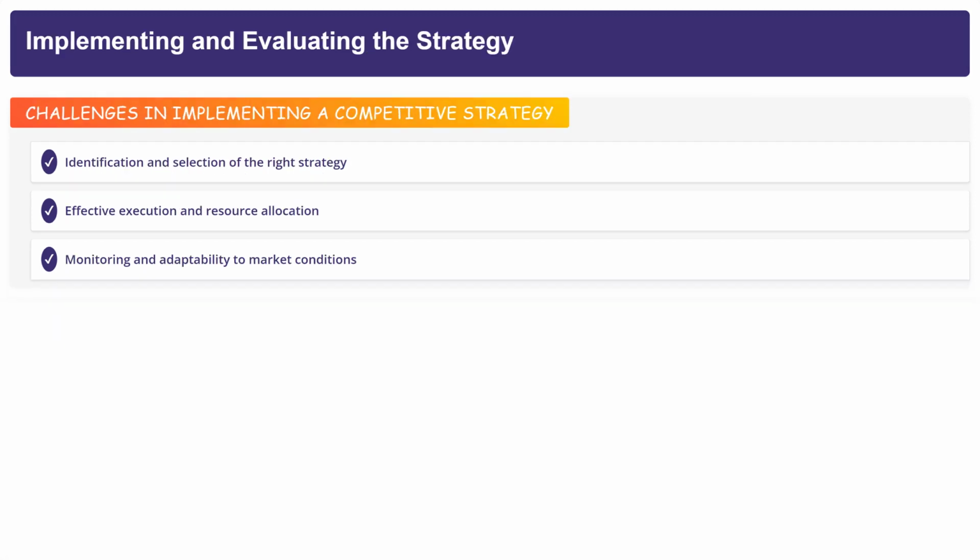In this segment, we will explore the implementation and evaluation aspects of a competitive strategy, uncovering valuable insights to ensure successful strategy execution. Implementing a competitive strategy can be challenging due to various factors such as market dynamics, competitor actions, and resource constraints. One of the challenges is identifying and selecting the right strategy that aligns with the organization's goals and objectives.